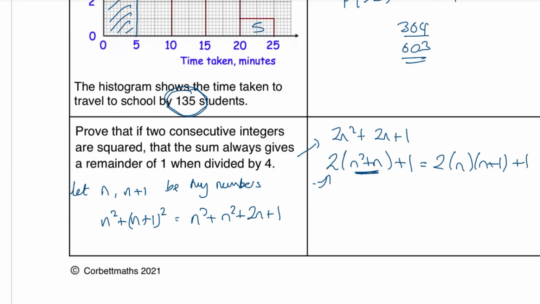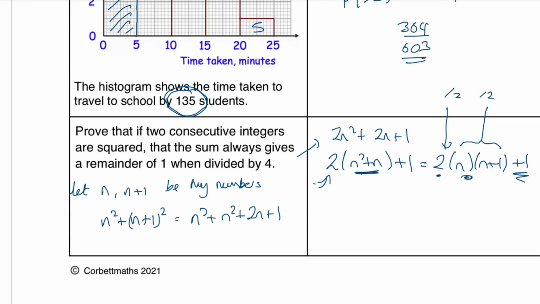Now, really common trick, and this comes up a lot, and it's really hard to spot unless you've done a few of these questions. That definitely divides by 2. These numbers are consecutive numbers, so you cannot have 2 consecutive numbers where one of them is not even, which means that one of these numbers must also divide by 2. And so because that divides by 2 and this divides by 2, overall it must divide by 4, so therefore remainder 1.